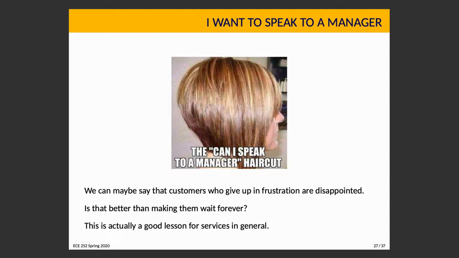Now, is this better than making them wait forever? If a customer is waiting a very long time, they're pretty upset. If they're told they won't get service today, they can go to a different barbershop. They can come back another day, come back some other time. That's why there's a limit on the waiting area.